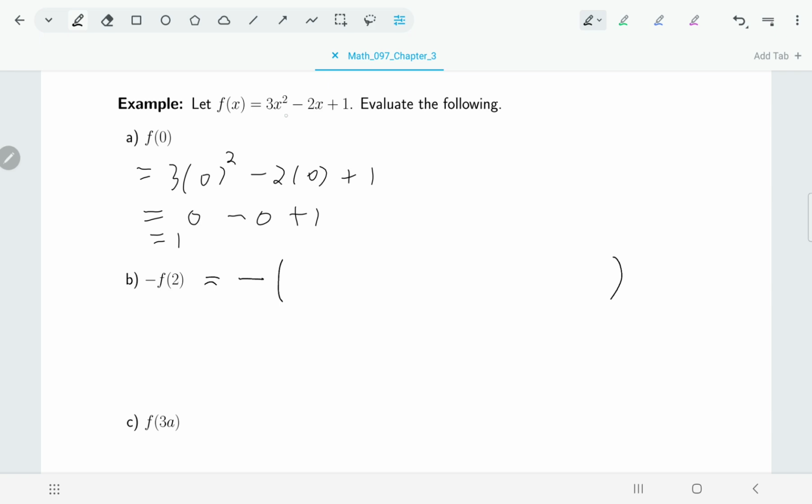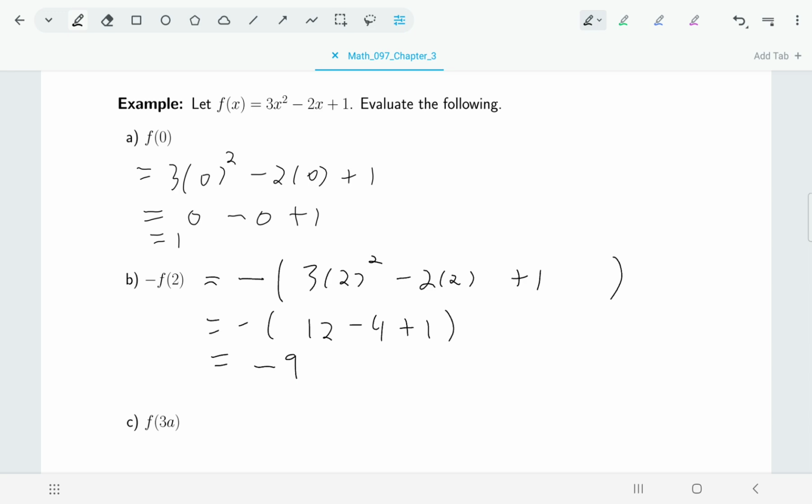And to find f of 2, I'm going to replace all of my x's with 2's. So 3 times 2 squared minus 2 times 2 plus 1. And I'll get negative 9 as my result here. So negative of f of 2 is 9.